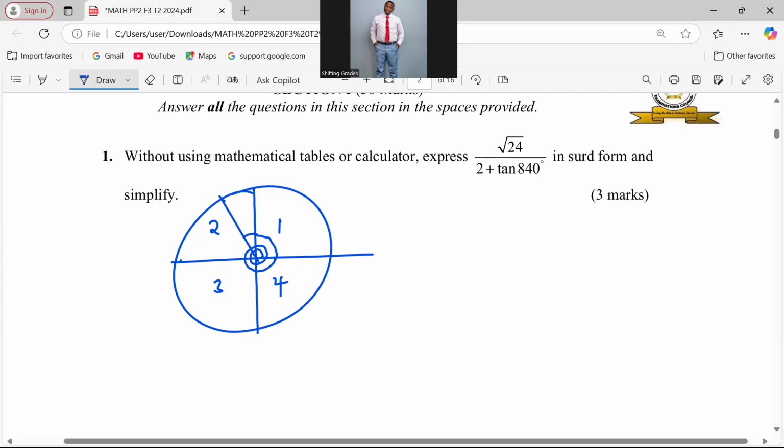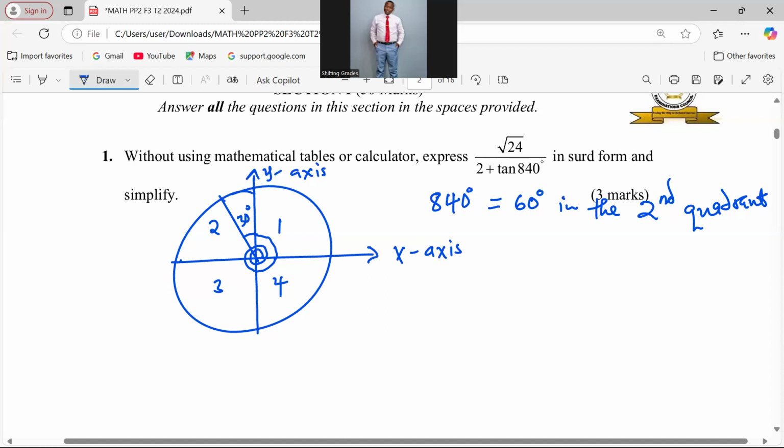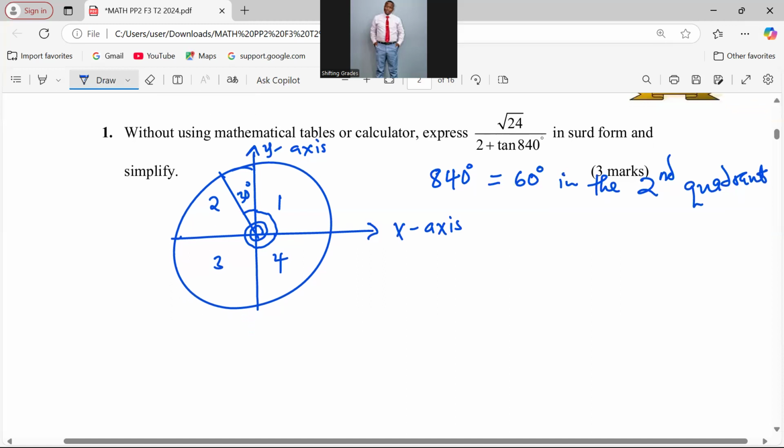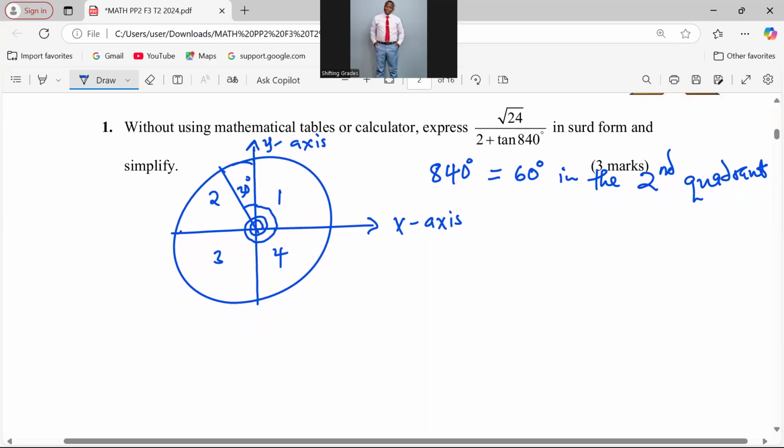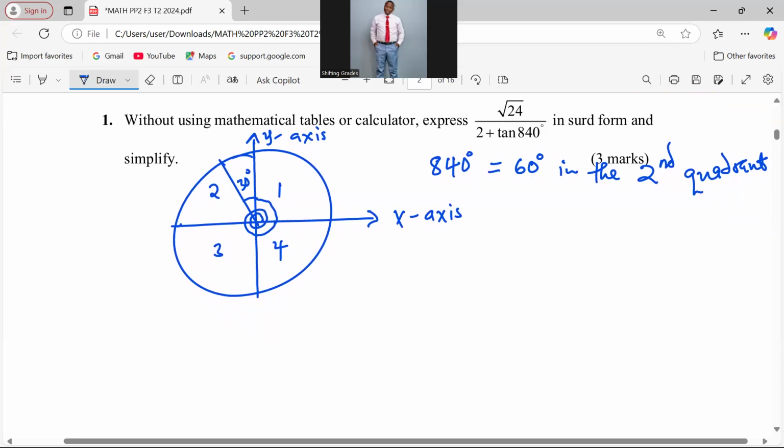Now you discover that the 30 we have added there cannot be considered because it is being measured from the y axis. We always measure angles from the x axis. And so we will say that now 840 degrees is the same as an acute angle of 60 degrees in the second quadrant. The quadrant where it lies is equally important. So how are the trigonometric ratios in the second quadrant? In the second quadrant, we're supposed to know that tangents are negative. It is only sines which are positive there. Therefore, the tangent will be negative.